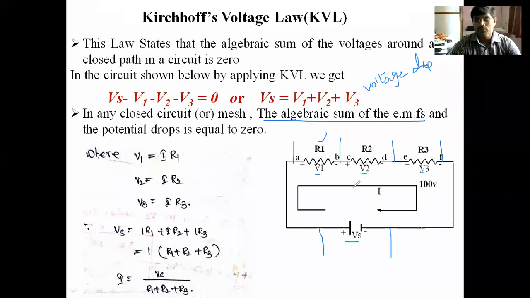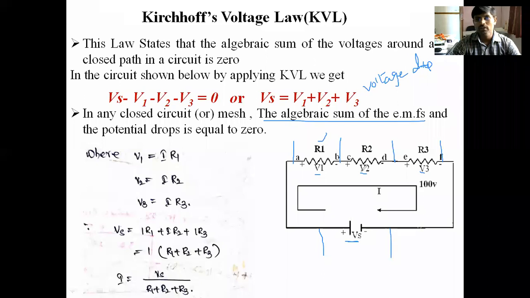So from the circuit, what is the source? Only Vs. What are the drops? V1, V2, V3. So therefore, the sum of the supplies must be equal to the sum of the voltage drops in any closed path. That is very important. So therefore, here Vs is equal to V1 plus V2 plus V3.